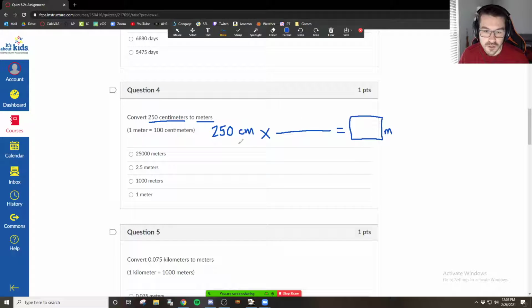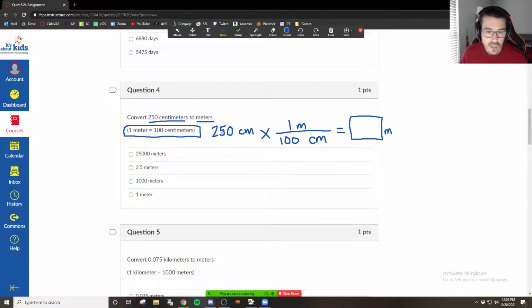The conversion factor is right here. One side of this is going to go in the bottom, and one side is going to go on the top. My starting value is in centimeters. That unit needs to go in the denominator. So right here, 100 centimeters, that's going to go in the denominator. The other portion of the conversion factor is going to go in the numerator. That unit should be the same unit as your answer.